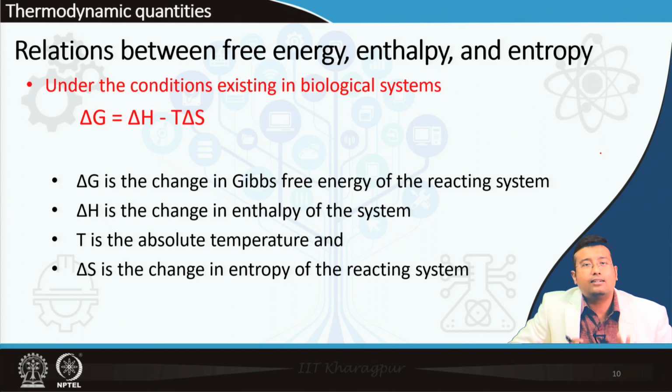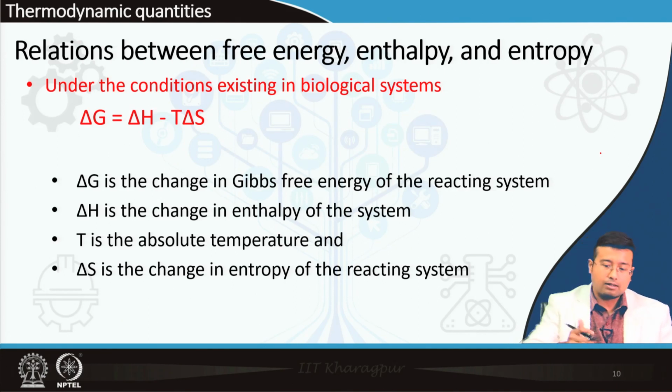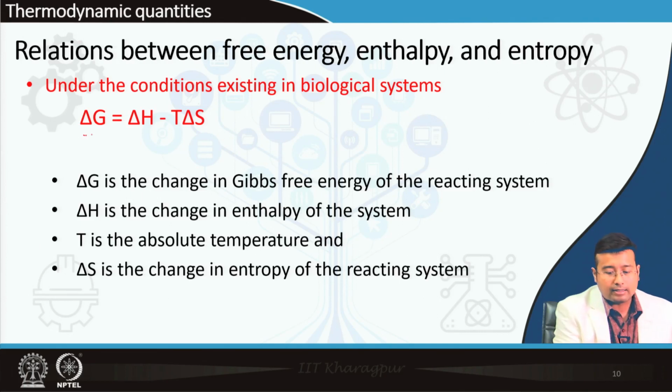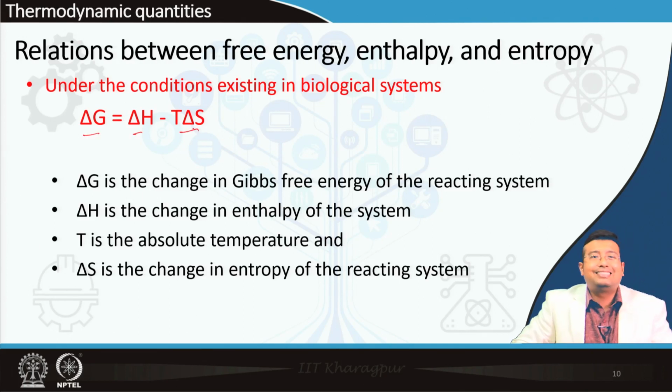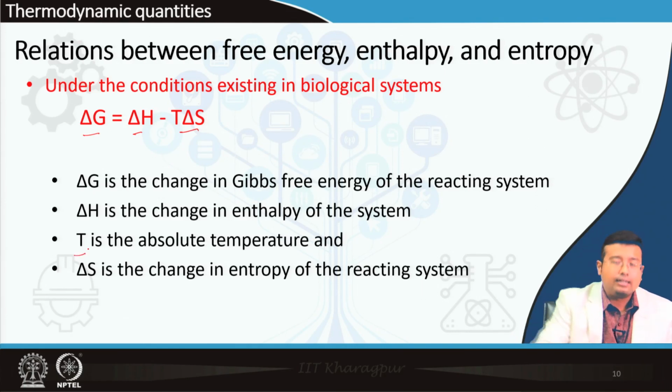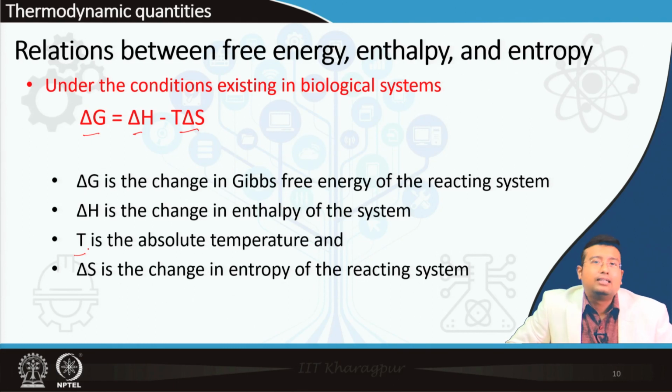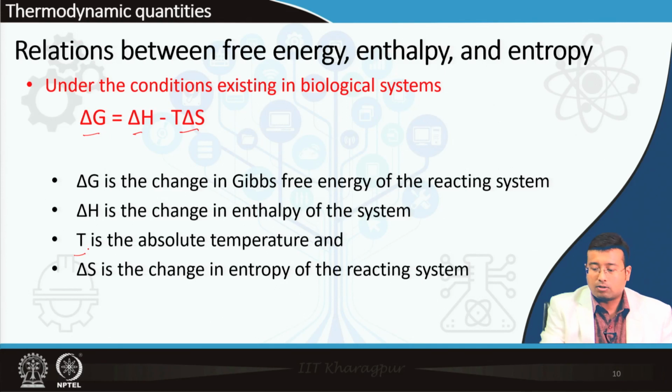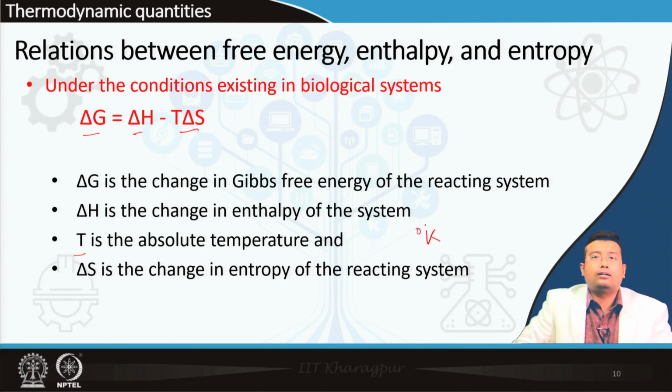Under standard biological conditions, considering standard temperature and pressure, the rule is delta G equals delta H minus T delta S. So, we have introduced another new term, that is T. This T, capital T, is the absolute temperature. Absolute temperature is denoted in the Kelvin scale, degree K. Mind it, this is not in centigrade or Fahrenheit, this is in Kelvin.